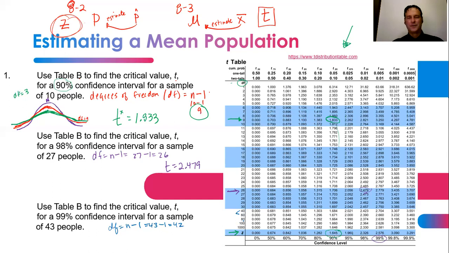What am I supposed to do if it doesn't line up exactly on the degrees of freedom I want? What you have to do is go with a lower one, always. Always go lower. So I'm going to go with 40, and I'm going to go over to where the 99 is. So 99 is over here, 40 is there, and I believe it gives me 2.704.